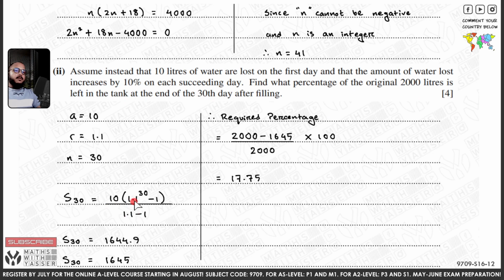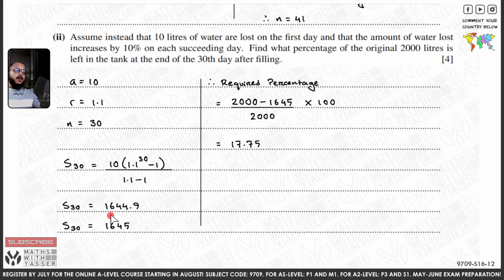So 10 times 1.1 to the power 30 minus 1 over 1.1 minus 1 gives us 1644.9, or we can say 1645. So the required percentage: they're asking us to find what percentage of the original 2000 liters is left in the tank at the end of the 30th day after filling. What is left? What is the percentage that is left?